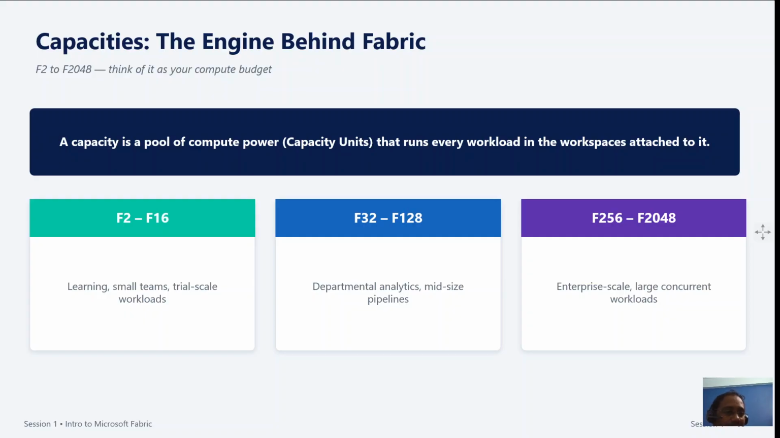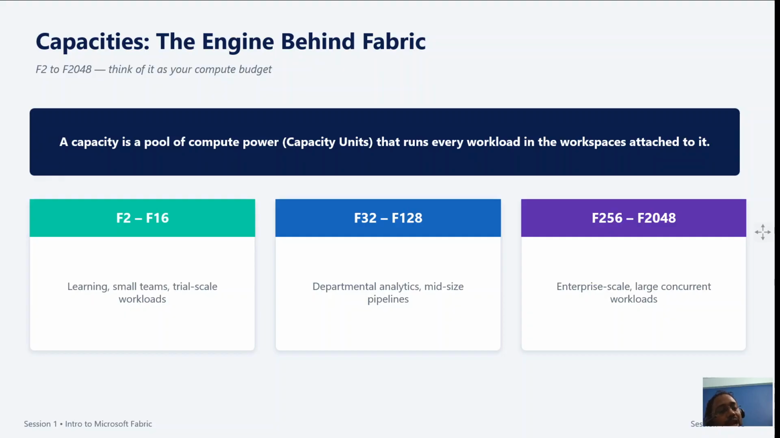Recently, I have also provided another video on our channel, so you can also go through it. So there are a lot of F SKUs there. As per the utilization of the data, you can consume it and configure the SKUs. Stock keeping units, sorry. F2 to F16, F32, each and every F SKU gets doubled. F2 to the next F4, F4 to F8, F8 to F16, and so on.